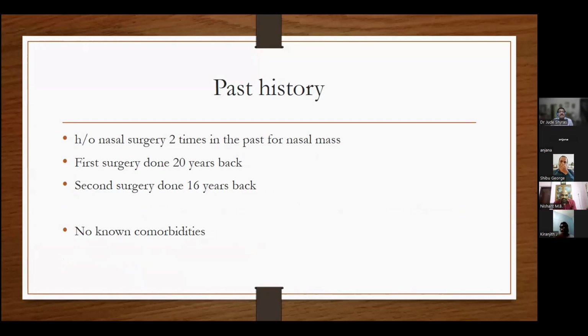He had a history of nasal surgery 2 times in the past for nasal mass. First surgery done 20 years back and second surgery done 16 years back. No comorbidities. That history is incomplete. Extremely important.